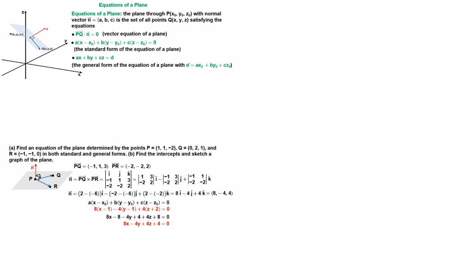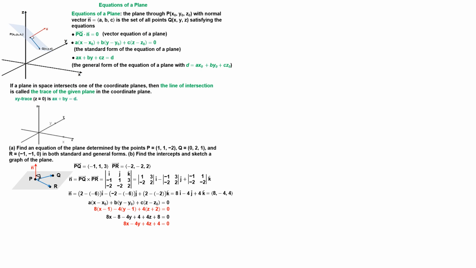Before we solve item B, I must explain what trace means in the context of the study of planes in space. If a plane in space intersects one of the coordinate planes, then the line of intersection is called the trace of the given plane in the coordinate plane. We obtain the trace in the xy plane by setting z equals 0 in the equation of the plane. The trace in the xz plane is obtained by setting y equals 0. And the trace in the yz plane is obtained by setting x equals 0.